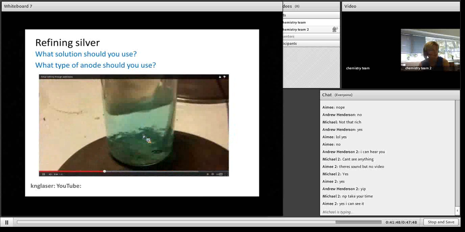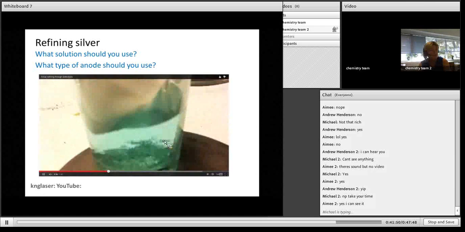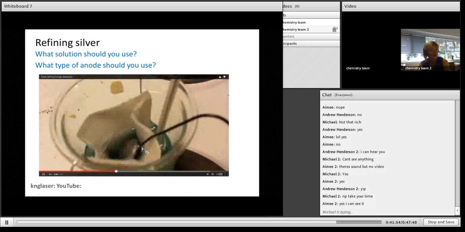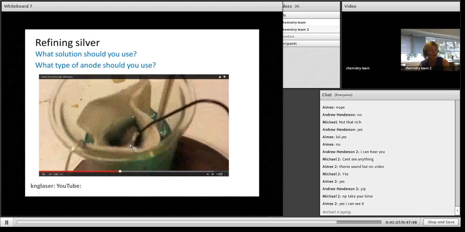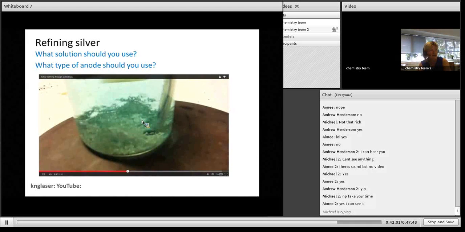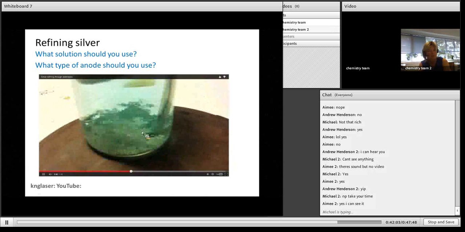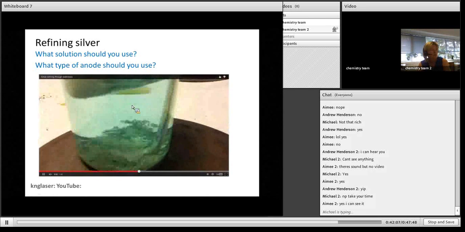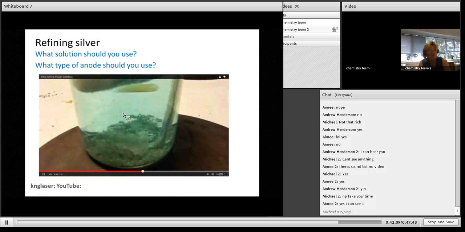Okay, so this is where the silver is depositing, so the silver goes to the cathode, so this is the anode. So they've got sort of bad silver here, and all the black stuff that's dropping off is collected in that bag, and you've got pure silver being formed down there. So that's refining. And as I say, what solution should you use?